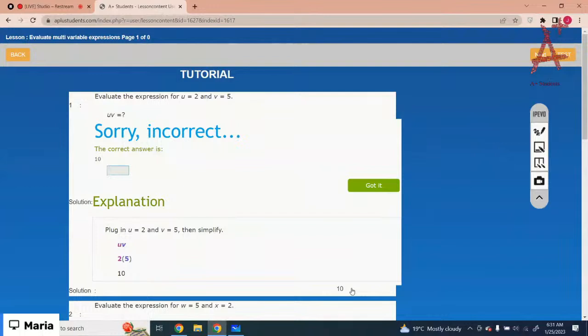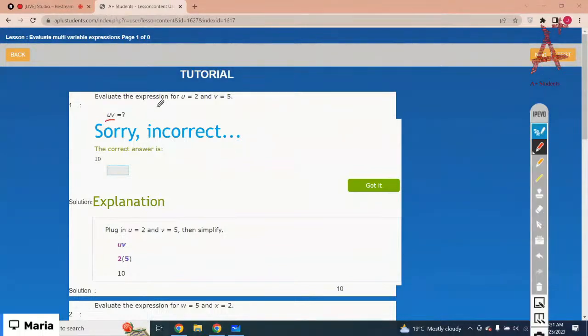For example, just look at the one that is solved in the tutorial. UV. Now you have more than one variable involved. We have two of the variables involved. So you are given the value u equals 2 and v equals 5. Got it? So just replace the value: u is 2 and v is 5. They are multiplying, so 5 times 2 makes 10. Got it? You have to do the same things, but now you have more than one variable involved in the question. Got it?